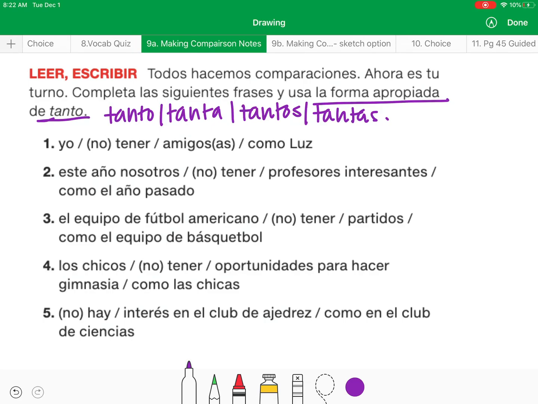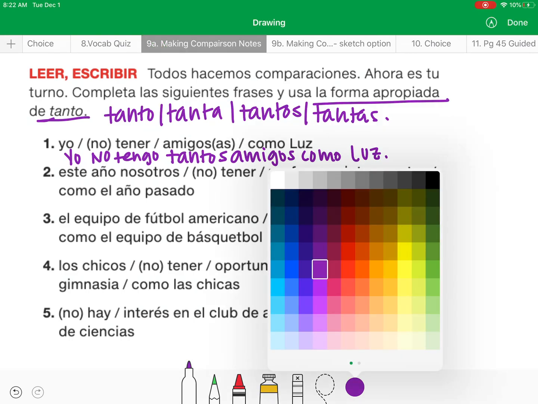All right, the first one. Okay, we're going to say yo, no. Okay, I need to conjugate tener for yo. So I've got tengo. Okay, now this next word depends on which one you're going to use. If we want to say amigos, we're going to say tantos, because it has to match. Amigos, como luz. Okay, go ahead and pause and do the next one.